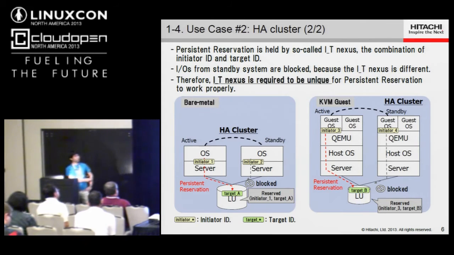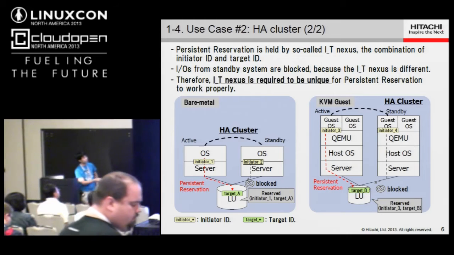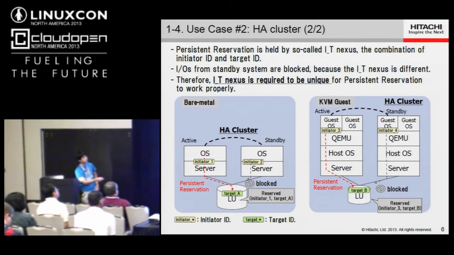And the same thing happens with KVM guests. If you set up an HA cluster between guests, the IT nexus is required to be unique in this case, so the initiator ID across guests should be unique.